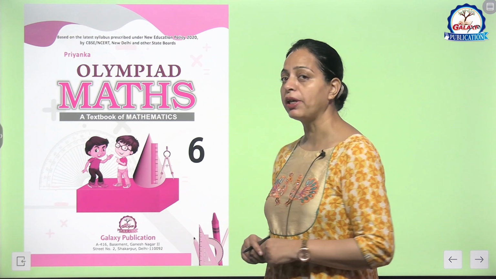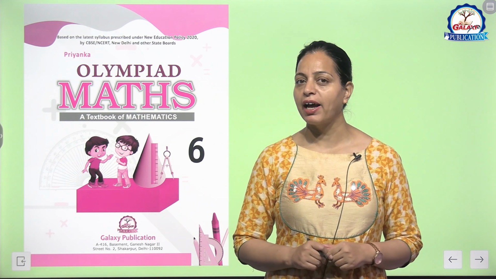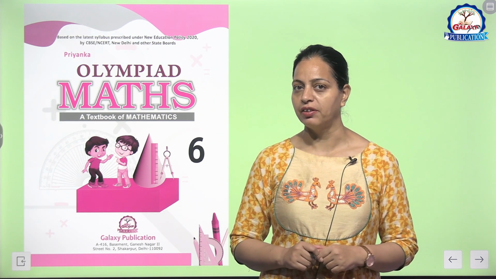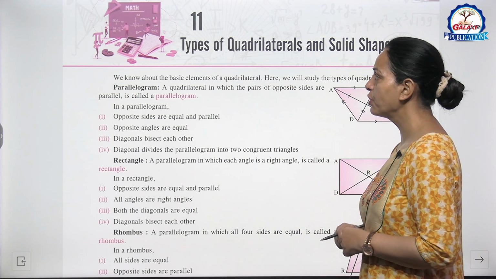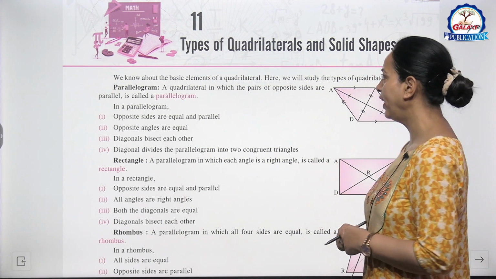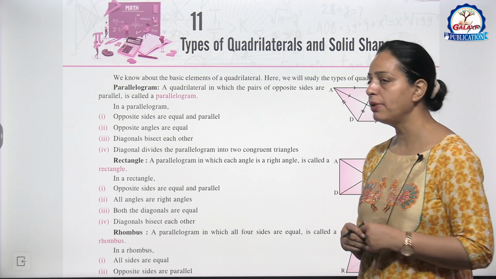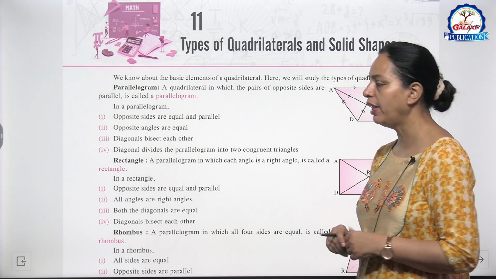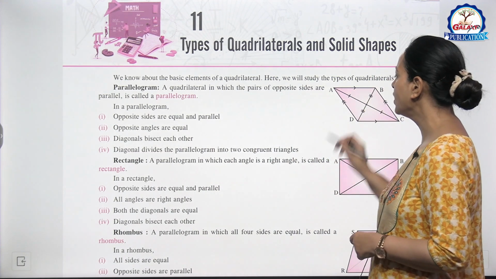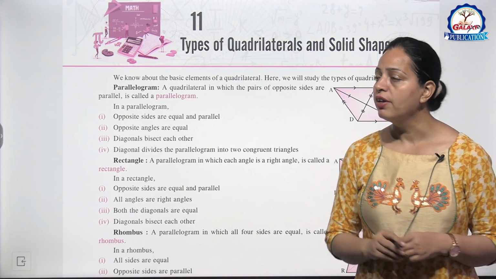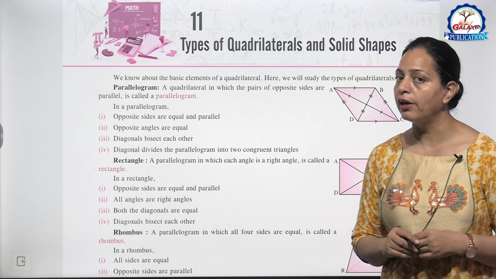We are doing Olympiad Maths class 6 by Galaxy publication. Now we are starting chapter 11, types of quadrilaterals and solid shapes. We know about the basic elements of a quadrilateral. Here we will study the types of quadrilateral. The first one is parallelogram.